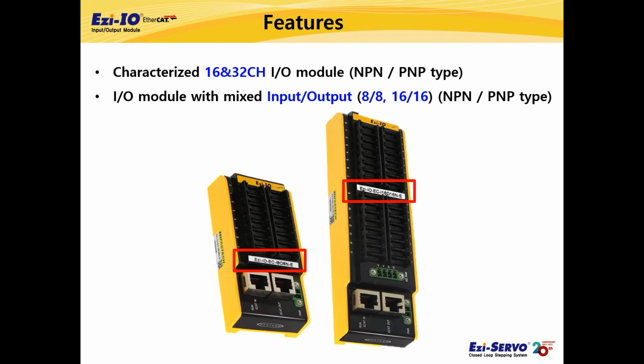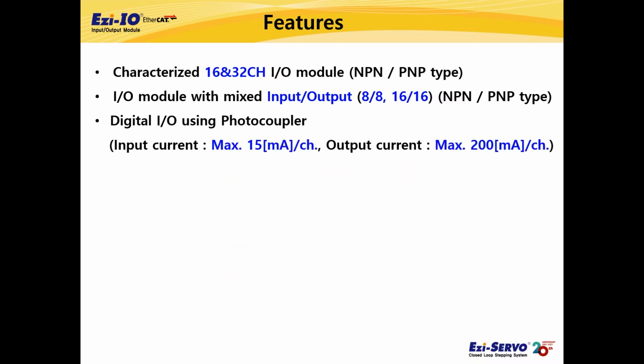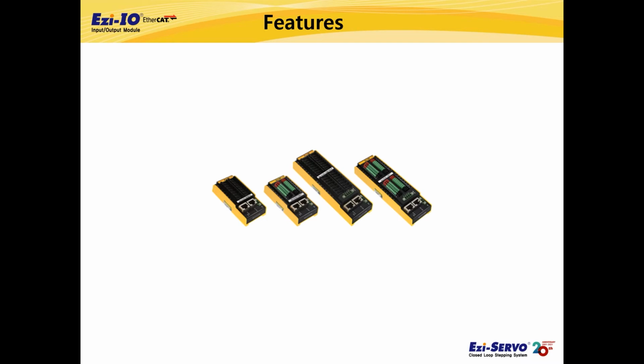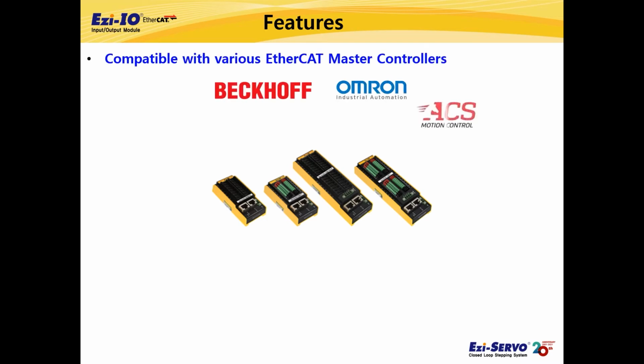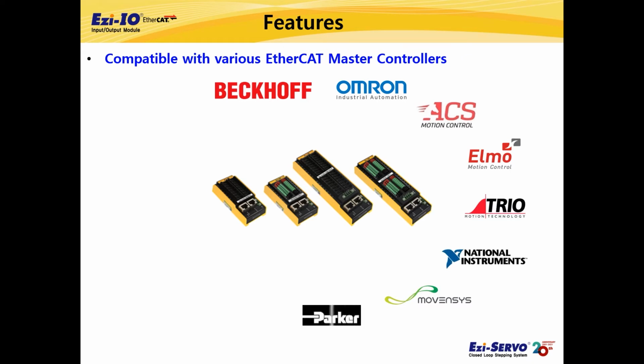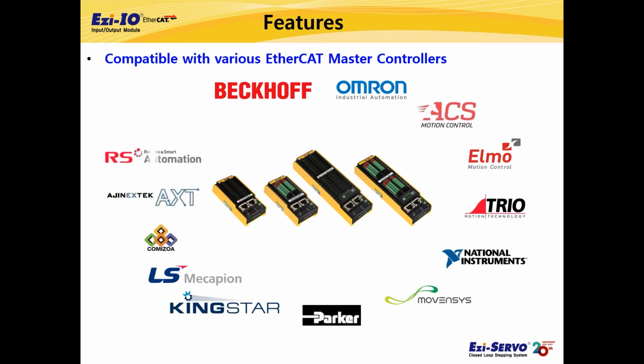In addition, Ezi-IO EtherCAT provides NPN-type and PNP-type products to support input-output methods of various peripheral devices. Ezi-IO EtherCAT is a digital I/O module using a photocoupler. The maximum input current for each channel is 15 mA and the maximum output current is 200 mA. Ezi-IO EtherCAT is compatible with various EtherCAT master controllers.